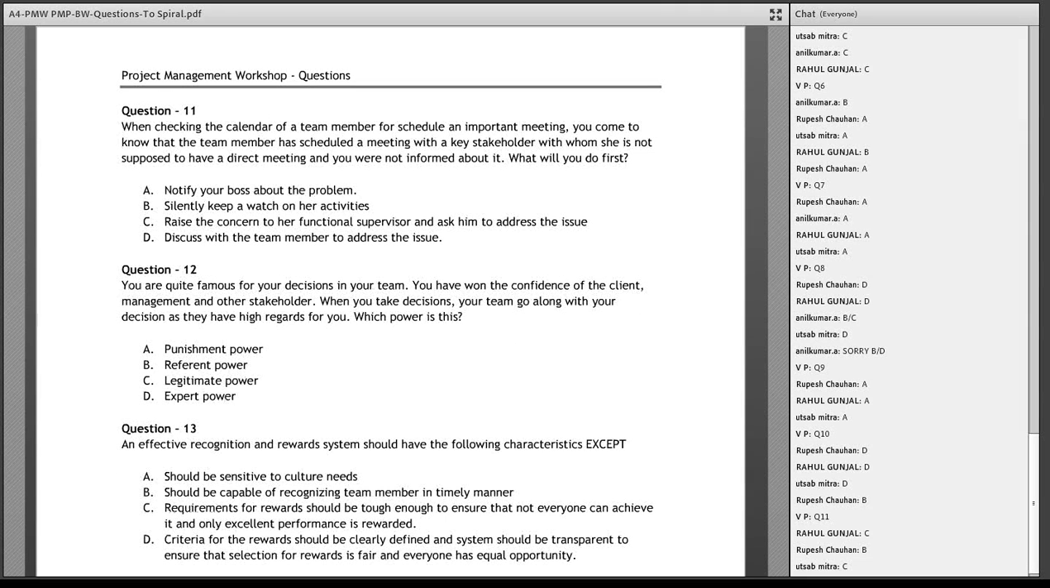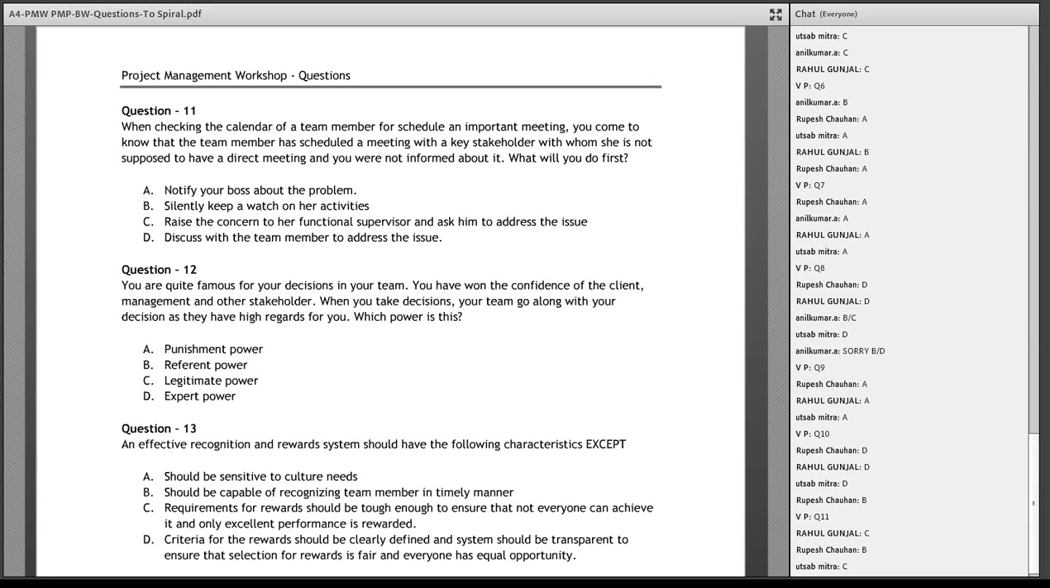So what is the question? Let's read it. When checking the calendar of a team member to schedule an important meeting, you come to know that the team member has scheduled a meeting with a key stakeholder with whom she is not supposed to have a direct meeting, and you were not informed about it. What will you do first? A says notify your boss about the problem. Not a great idea. Notifying doesn't solve any problem, or it is like giving your job to somebody else.